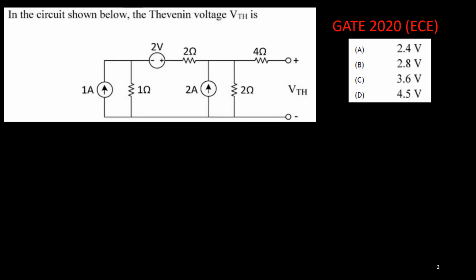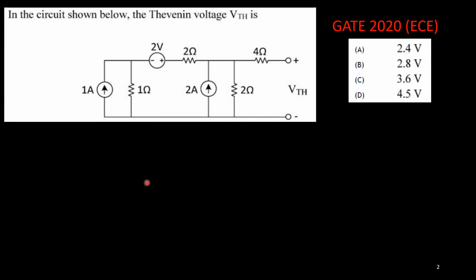In this video, we'll discuss one problem from GATE 2020 ECE. Look at the figure given. Here you have to find VTH. Only one Thevenin parameter you have to find. Now we'll try to solve this problem without writing any equation, without solving any equation. So let us try with that one.